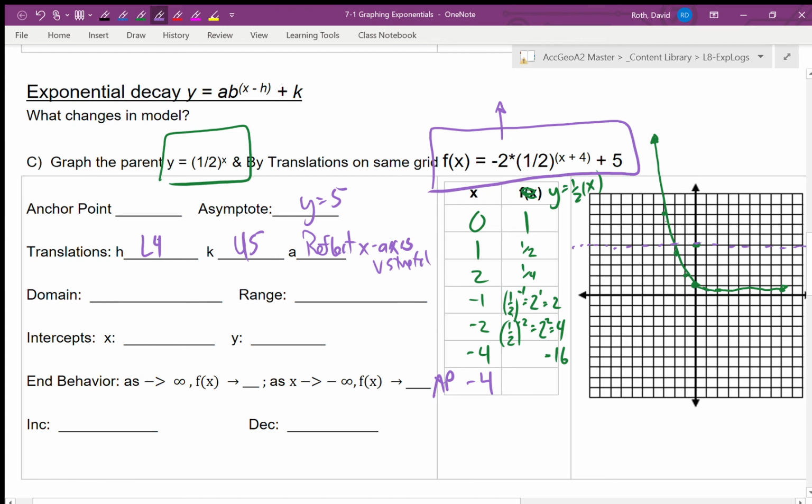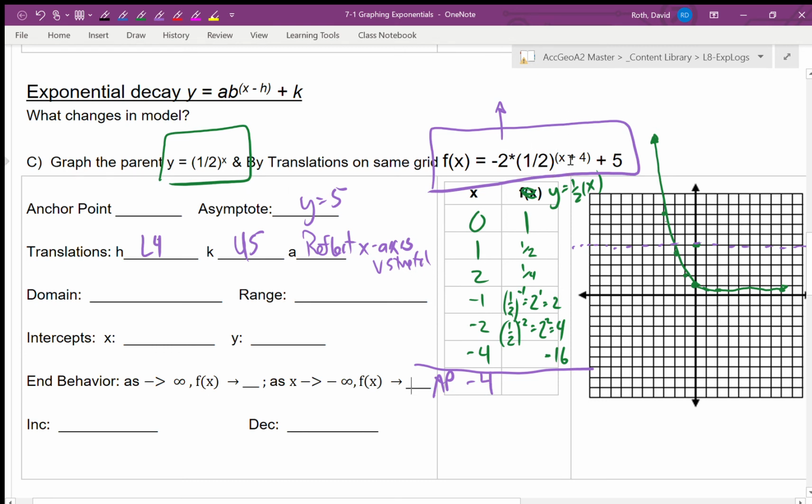Let me think. Oh yeah, okay, sorry. I was confused with this negative 4 here. Notice, this is a new function. Don't worry about this negative 4. This is a new function. This is negative 4 for the purple function, not the green function.